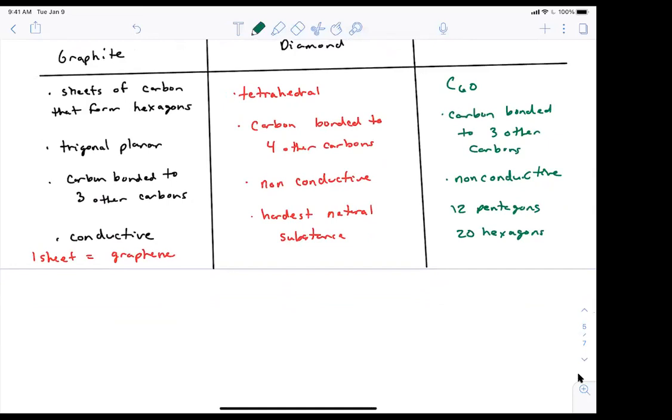You can't just say soccer ball shape, even though it is essentially a soccer ball. If you're going to say soccer ball, you still have to state how many pentagons and hexagons there are. The actual term is truncated icosahedron, but I don't expect you to memorize that. So I would just go with the 12 pentagons and 20 hexagons.